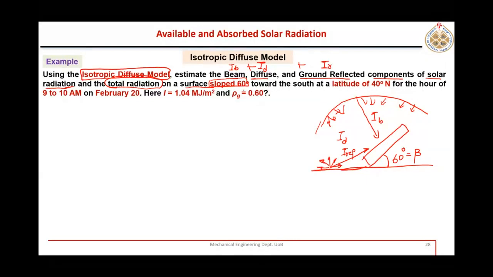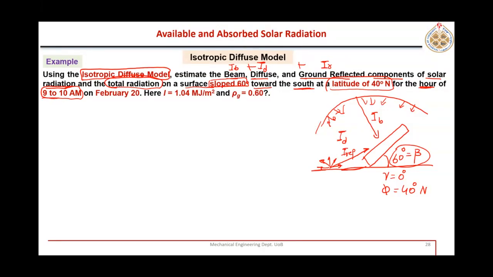And this collector is sloped at 60 degree towards the south, and it is facing south. So gamma, which is surface azimuth, that is 0 degree because it is facing exactly south. And the location is 40 degree north. The location of that solar collector where it is placed, the latitude is 40 degree north. So we are in the northern hemisphere, and we need to find out these solar radiations for the hour. So hourly, that's why we are using I here. For the hour of 9 to 10 a.m., between this hour.